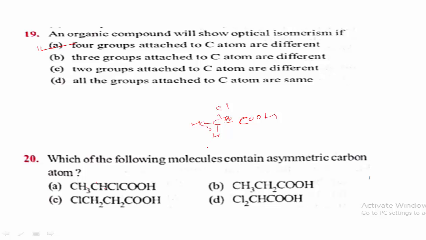Yes students, when you observe the given option A, in that structure the carbon atom contains four different groups. One is hydrogen, one is CH3, one is Cl, one is COOH. Then definitely it is an asymmetric carbon atom.